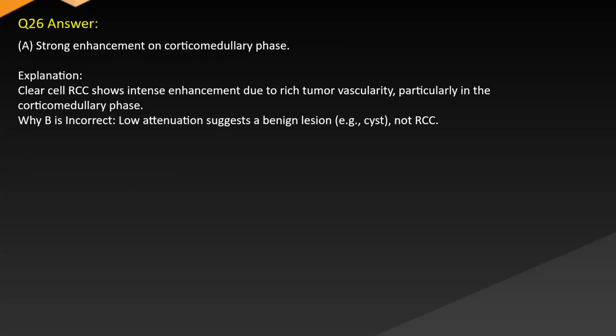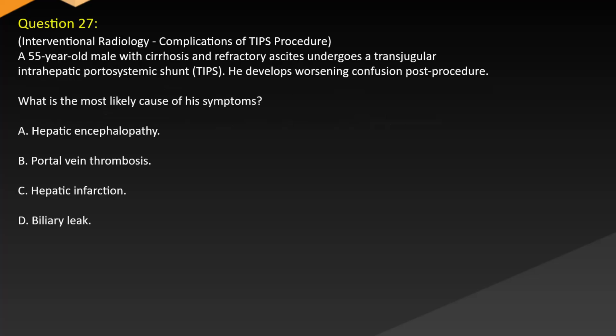Answer A. Strong enhancement on corticomedullary phase. Explanation: Clear cell RCC shows intense enhancement due to rich tumor vascularity, particularly in the corticomedullary phase. B is incorrect. Low attenuation suggests a benign lesion.